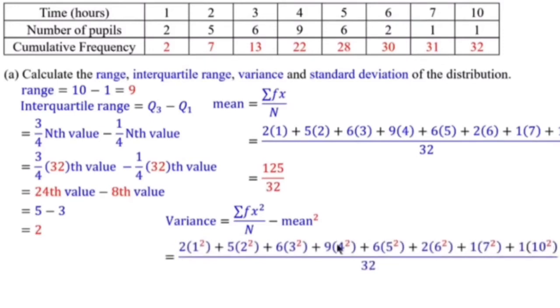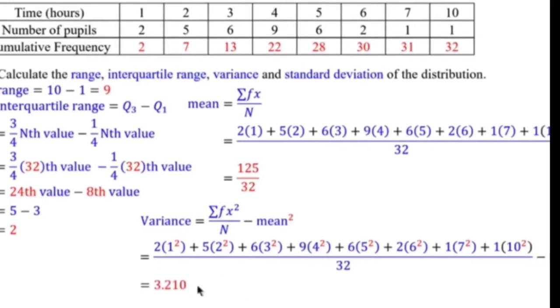So 2 times 1 square, frequency not squared, plus 5 times 2 square, plus 6 times 3 square, plus 9 times 4 square, plus 6 times 5 square, plus 2 times 6 square, plus 1 times 7 square, plus 1 times 10 square. So the answer is 3.210. So the variance is 3.210. The standard deviation is the square root of 3.210, which is equivalent to 1.792. Remember, the answer must be in 4 significant figures.